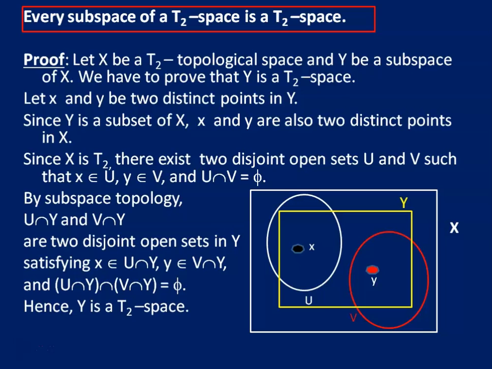This is all about the lower separation axioms, T1 and T2 spaces. In the next lecture, we'll study some higher separation axioms, that is, regularity and normality.